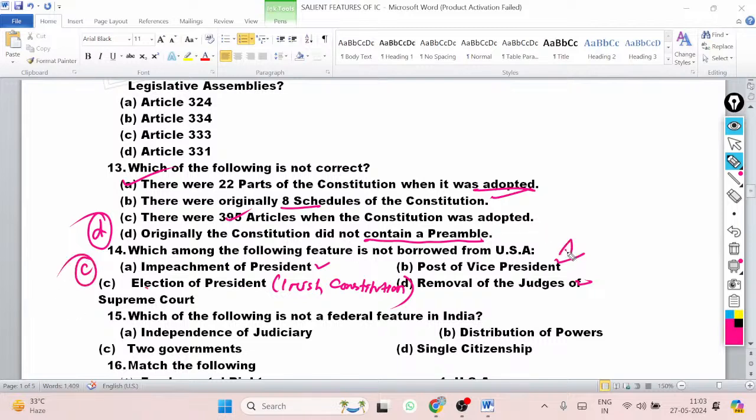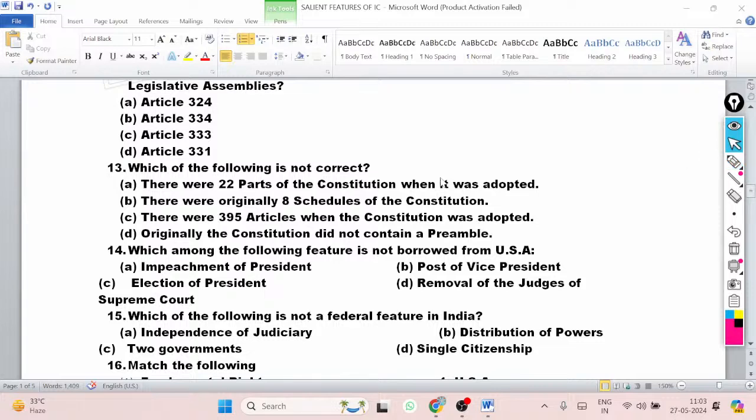Post of VP is mentioned in Article 63. Impeachment provision is in Article 61. Removal of judges of Supreme Court is mentioned under various articles, 124 to 147 and others, and an Act is also provided for that. So that will be C. So 14 is C.